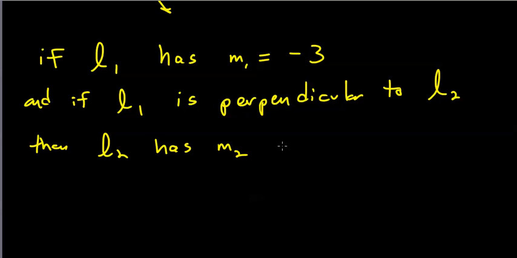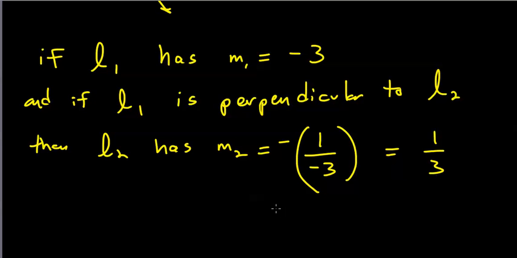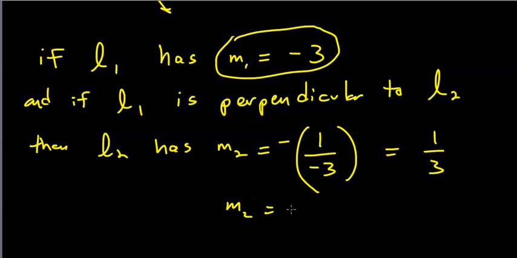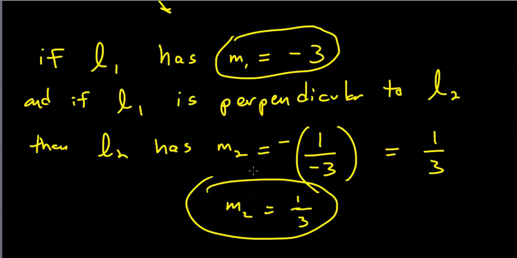What does negative reciprocal mean? Well, it means just what it says. You take the reciprocal and then negate it. So if I take the reciprocal of -3, that's going to be 1 over -3, and negate it. And of course, I'll want to simplify that. So m2 has a slope of 1/3. Alright, so if line 1 has a slope of -3, and if they're perpendicular, the slope of line 2 is going to be positive 1/3, negative reciprocals of each other.